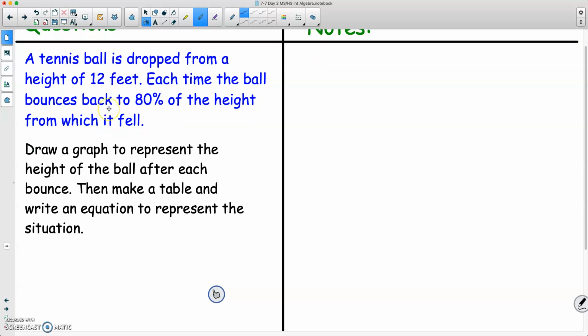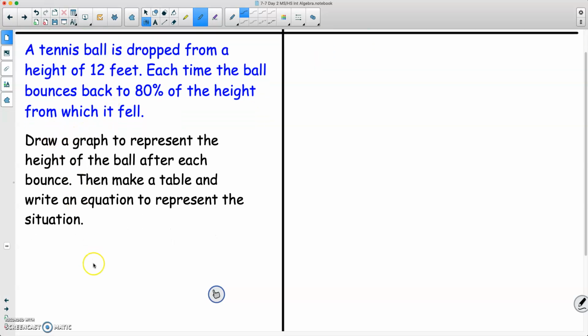Next problem. This is a science experiment kind of a problem. A tennis ball is dropped from a height of 12 feet. Each time the ball bounces back to 80% of the height. So each time the ball bounces, it goes back to 80% of the height from which it fell. Draw a graph to represent the height of the ball after each bounce. Then make a table and write an equation to represent the situation.